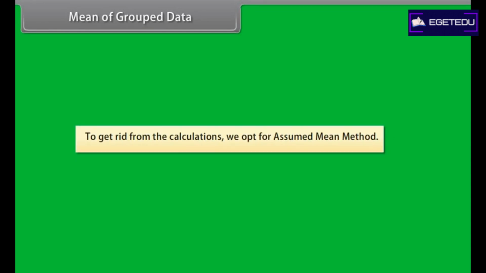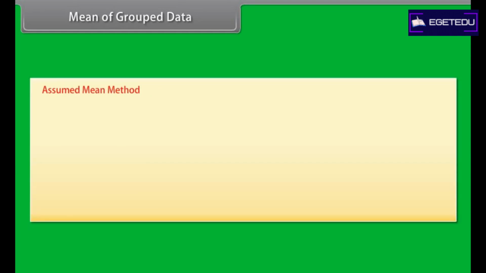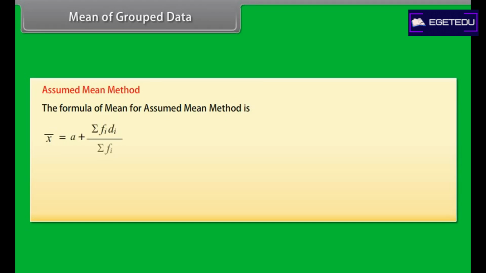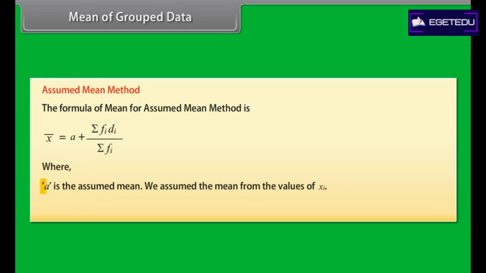Mean of grouped data. Sometimes the product of xi and fi becomes too large that this method becomes quite time consuming. To get rid of calculations, we opt for the assumed mean method. Assumed mean method. The formula of mean for assumed mean method is a plus summation of the product of fi and di divided by summation of fi, where a is the assumed mean. We assume the mean from the values of xi. di is equal to xi minus a.